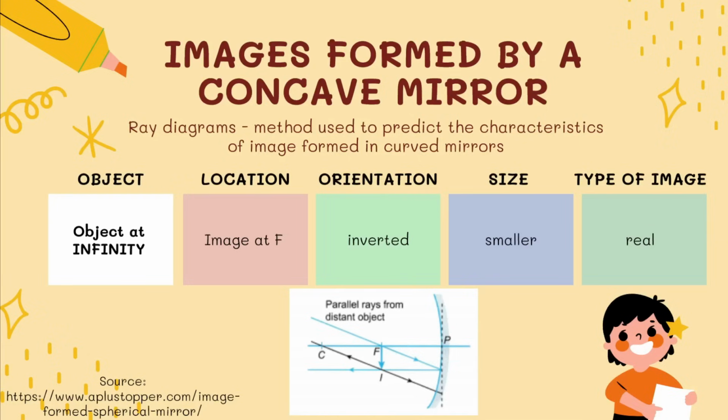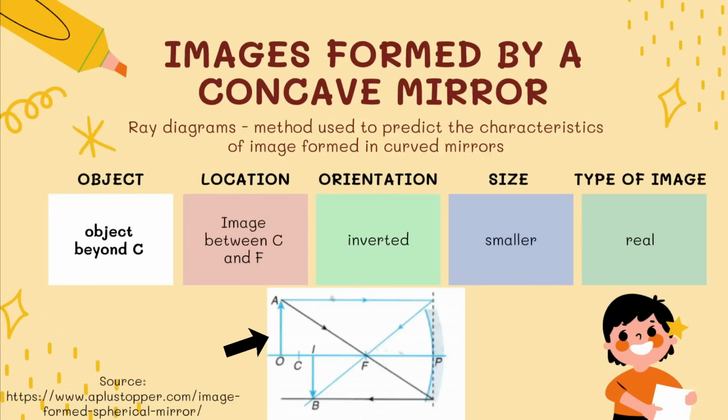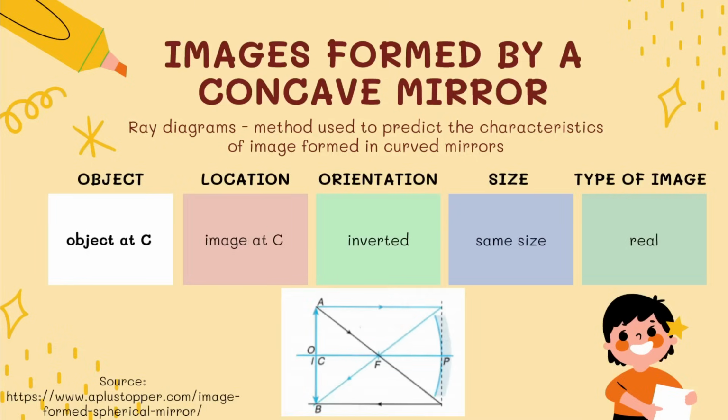Now, if you place your object beyond C, okay, lagpas lang ng C, ng onte, the image will be formed in between C and F, nakabaligtad, inverted, smaller, and still real. Now, if you place your object at C, the image will also be formed at C, still inverted, but now same size as your object, and the image would still be real.